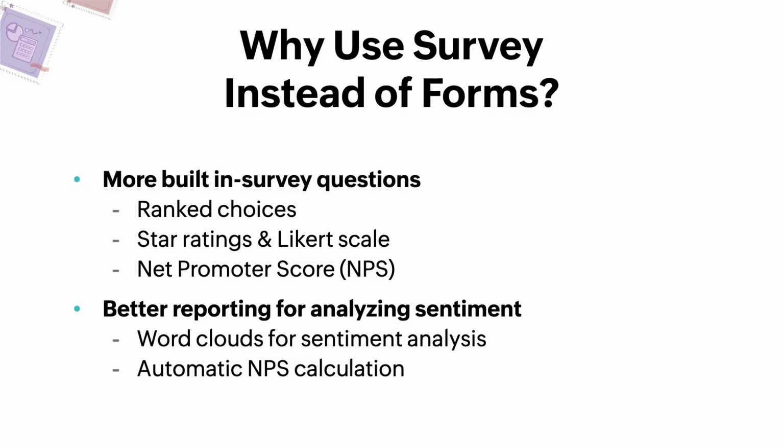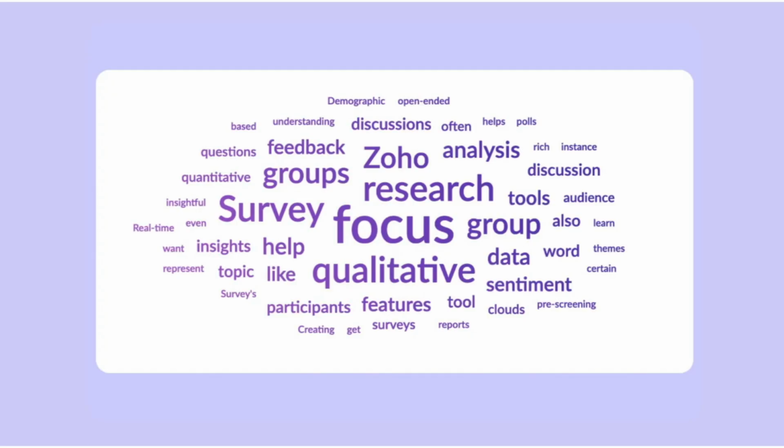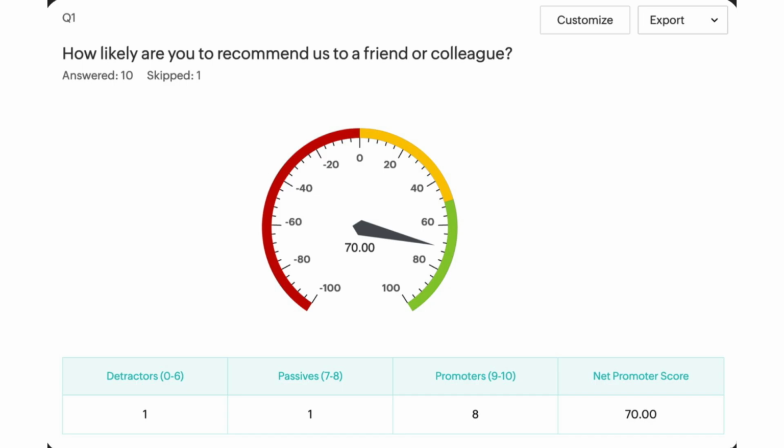Also, we do have better reporting. So these can be very specific reporting for analyzing sentiment. For example, we can usually pull up like a word cloud, which is something that's not available in the reportings for Zoho Forms. So you can use these very niche reports directly onto the survey platform.